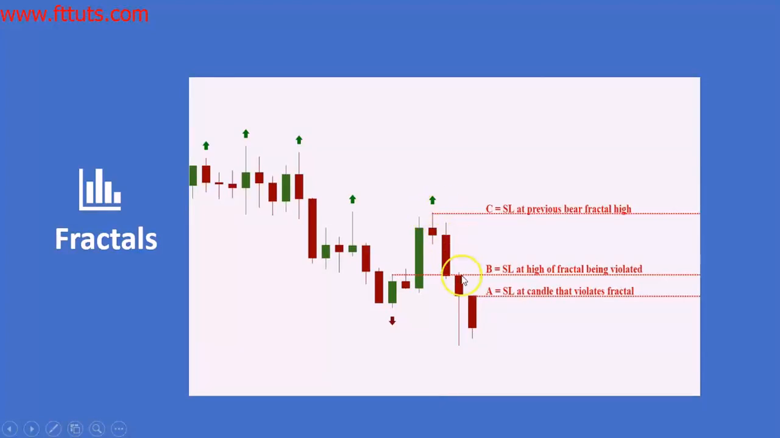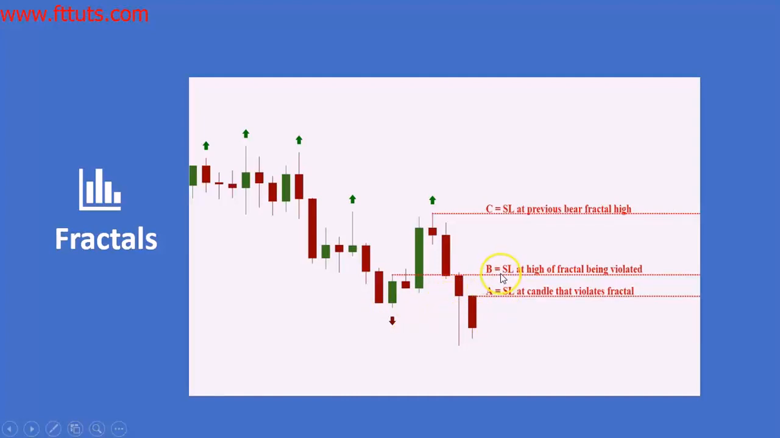One, you're going to have first your stop loss A, which is going to be stop loss at the candle that violates the fractal. This candle violated the fractal. Now you could see if you had taken that violation level, if you basically took an aggressive entry, you'd have been triggered on this candle. Your stop loss would have been here. You would have been triggered already right here. But let's say we triggered here. That's the candle that violates.